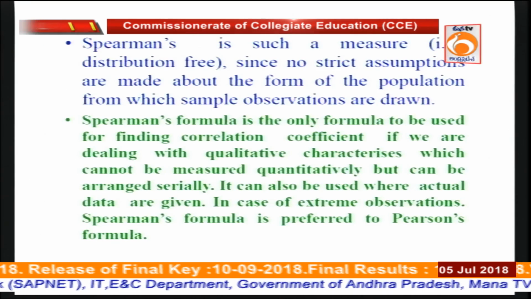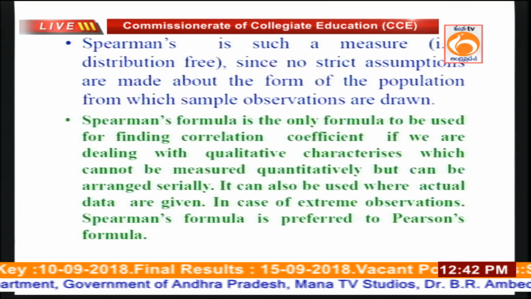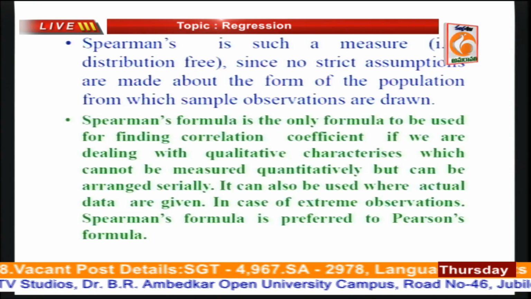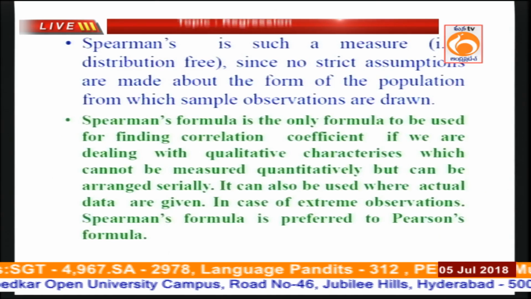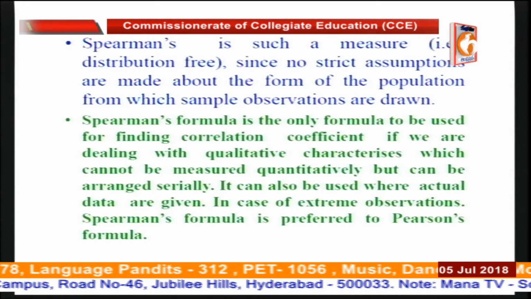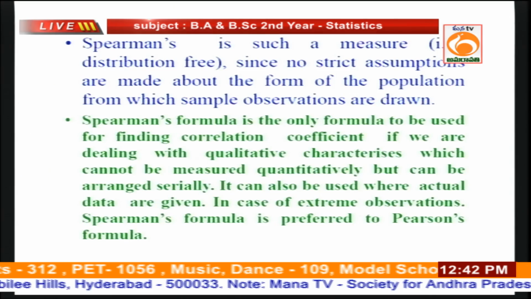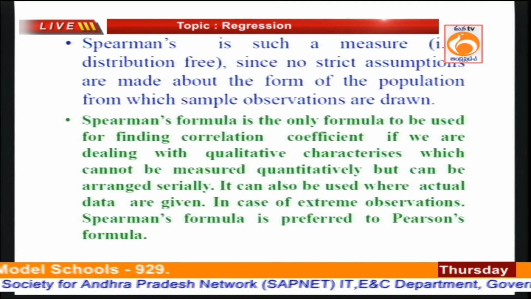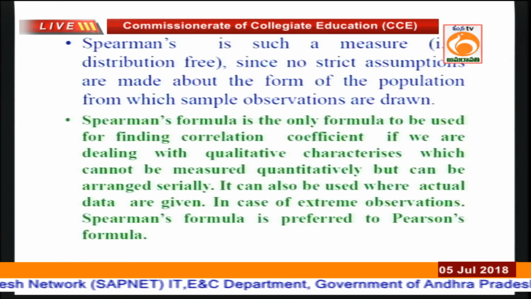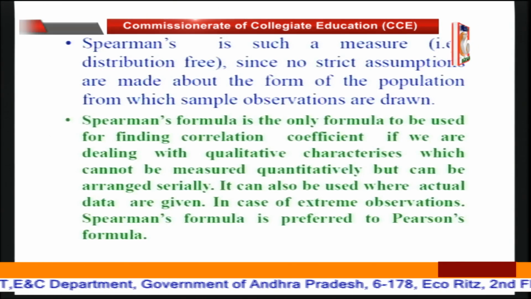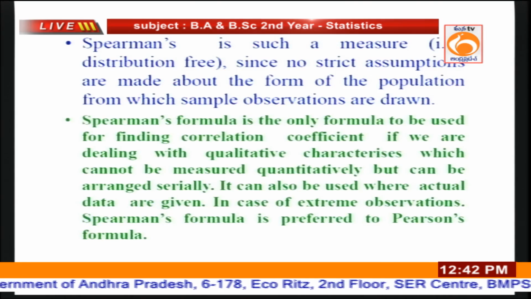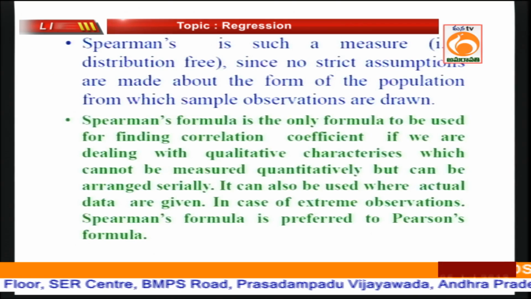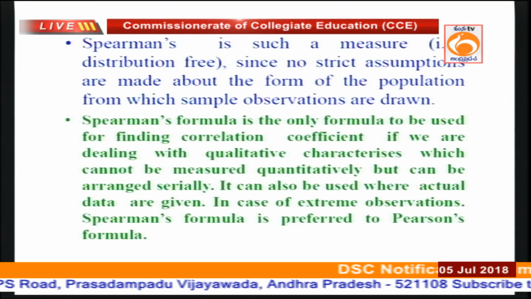So which are the qualitative characteristics? Honesty, beauty, efficiency, music, happiness, joyness, sickness, like this. These are qualitative characteristics which cannot be measured quantitatively. For measuring honesty, happiness, joyness, sickness, sadness, in all these cases we have to assign some ranks or grades. Using those ranks and grades you calculate the correlation. In this case Spearman's formula is preferred to the Carl Pearson formula.